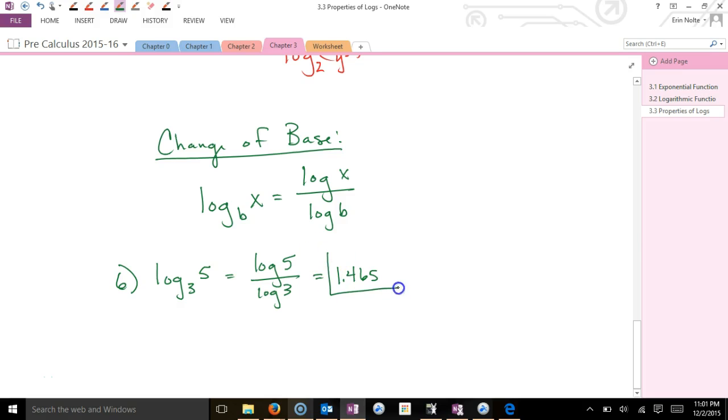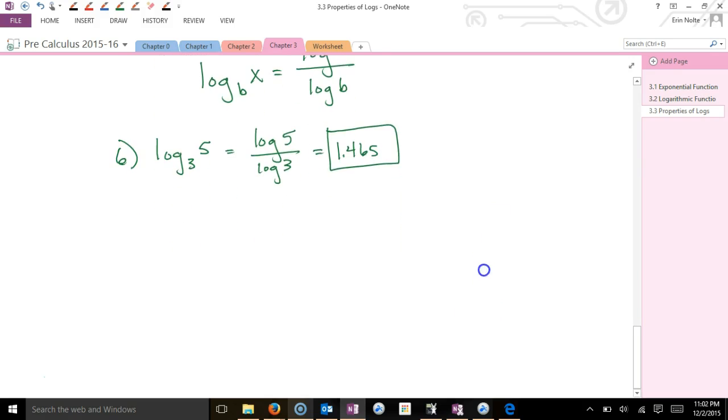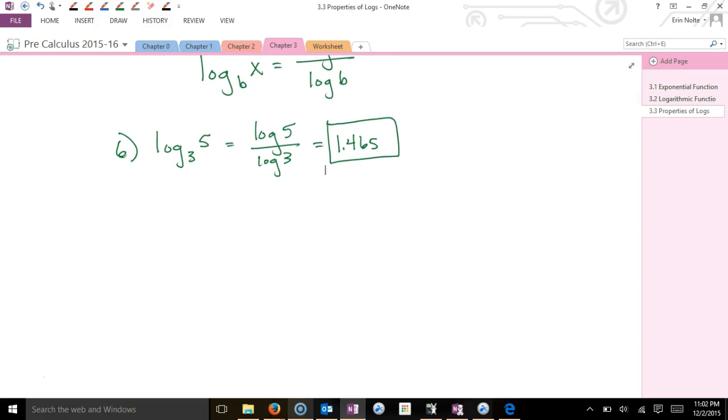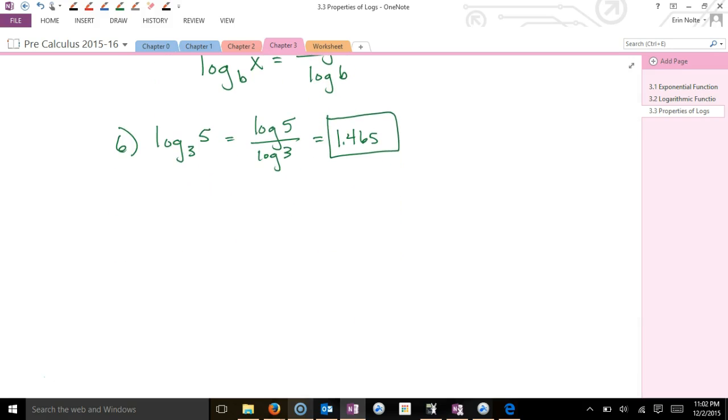Alright, is that everything? I think it is. They don't actually ask you to change the base, so I'm not going to go over how to do that unless it comes up.